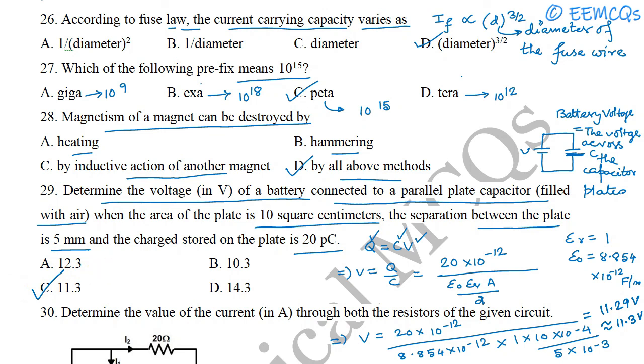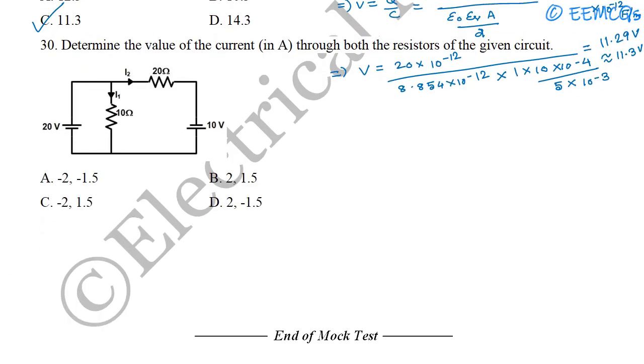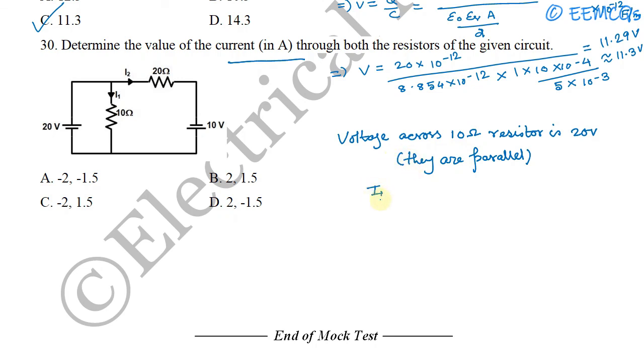Okay, so now the last question, that is we have to determine the value of the current in ampere through both the resistors of the given circuit. Okay, we have to find out I1 and I2. Okay, as you can see here, voltage across 10 ohm resistor is 20 volts because the 20 volt source and the 10 ohm resistor are in parallel. So definitely I1 is equal to 20 by 10 is equal to 2 ampere.